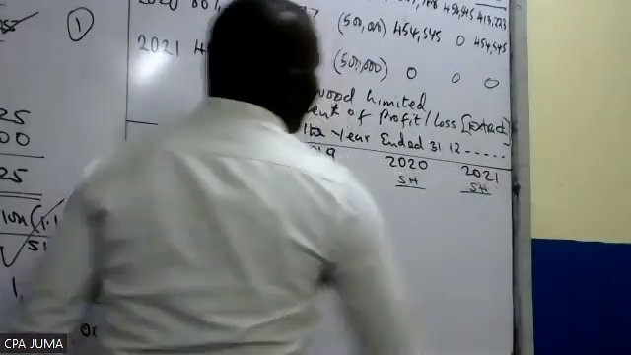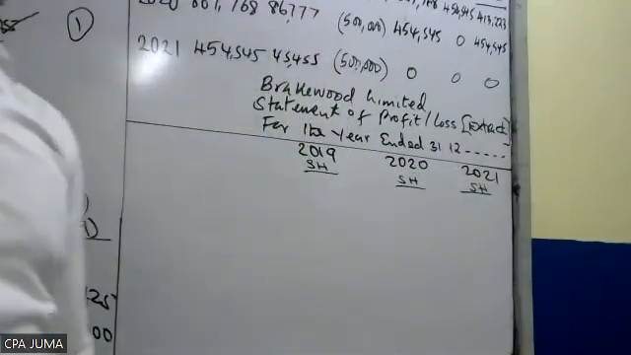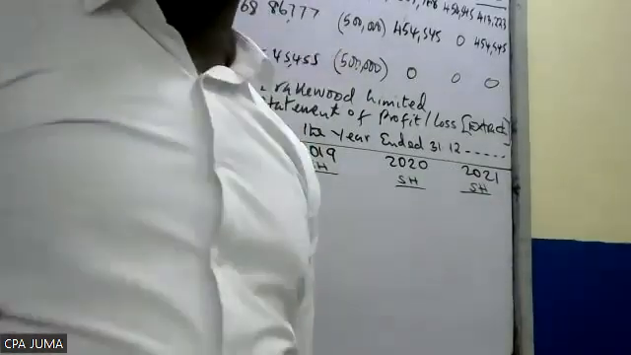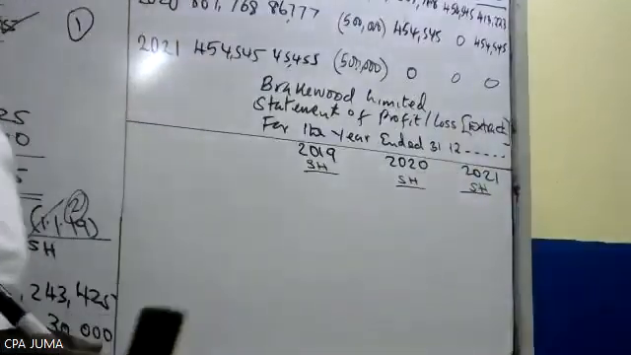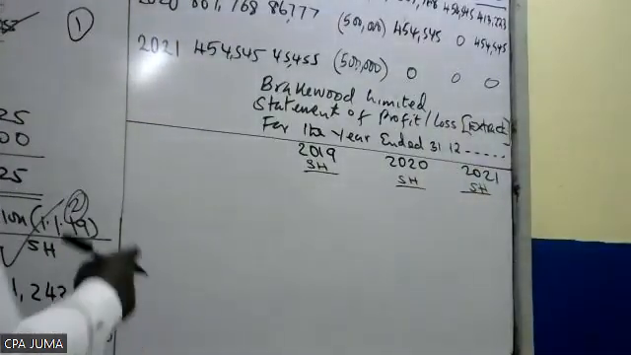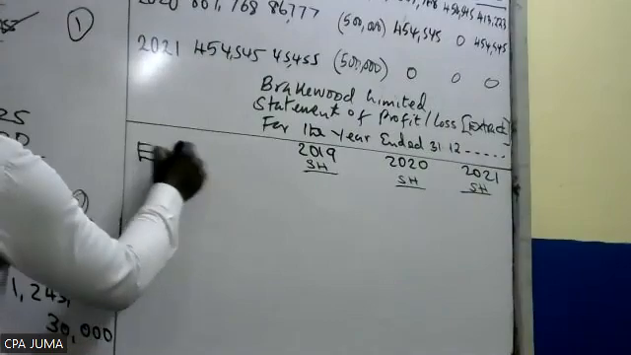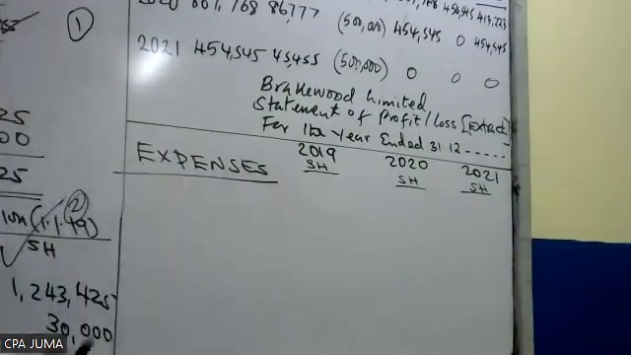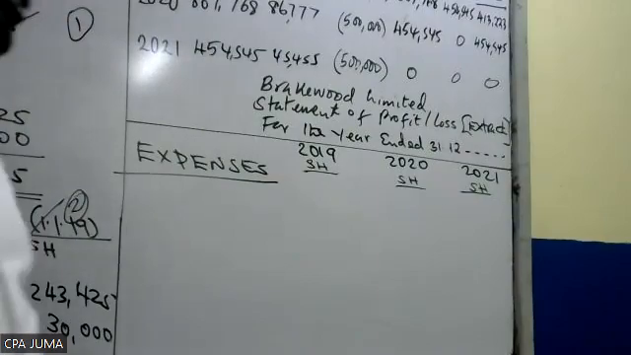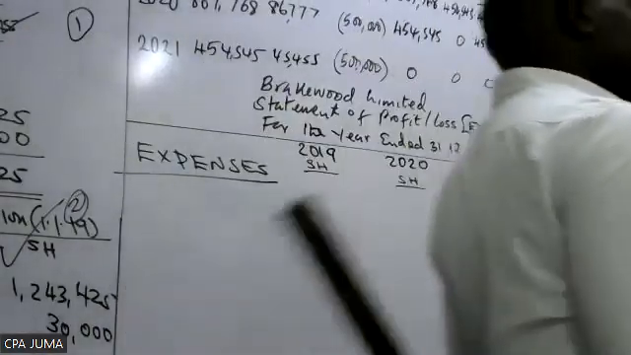Who is Breakwood here? The lessee. The lessee has no income. The lessee is to pay, so there is no income. You will only give me expenses here. I'm only seeing expenses.